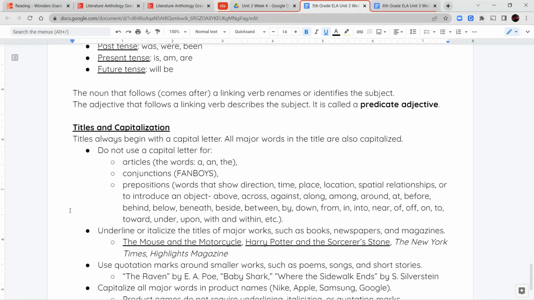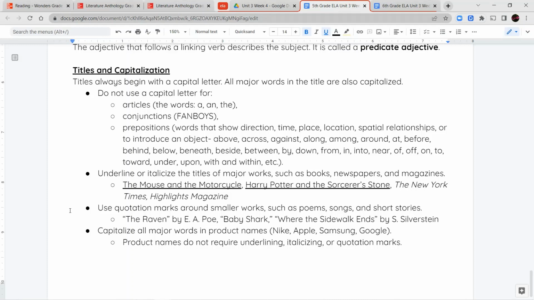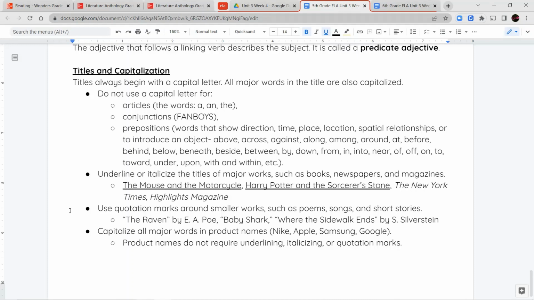All right, next let's take a look at titles and capitalization. Titles always begin with a capital letter, no matter what the word is. All major words in a title are also capitalized. So we don't use a capital letter for articles, which are basically the words a, an, and the, unless they're the first word in the title. Any of your conjunctions, any of your FANBOYS: for, and, nor, but, or, yet, so, again, unless they are the first word in the title.